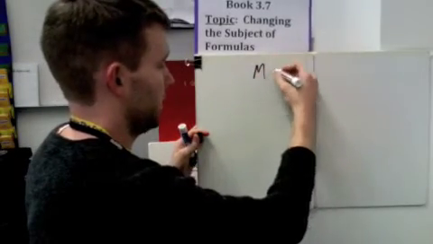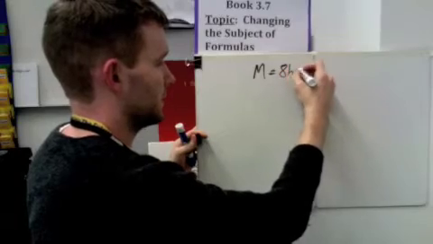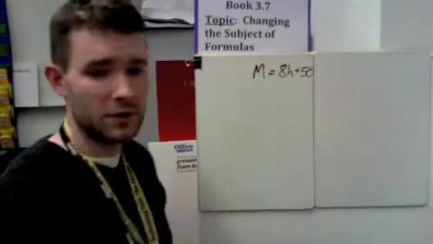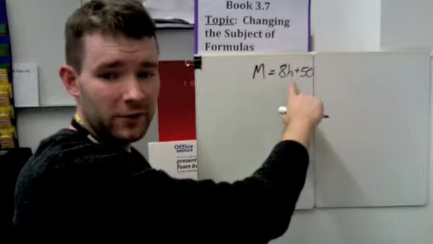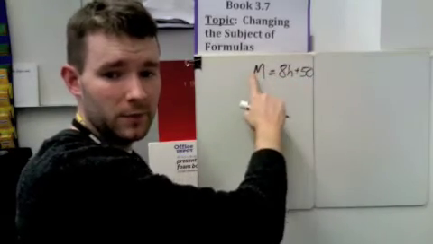Okay, so today we're talking about changing the subject of formulas. And so the first thing that I want to talk about is what a formula is. Basically, a formula is an equation that has more than one variable in it. And so, for instance, I might write m equals 8h plus 50. And so this might represent that I have $50 in the bank, and I earn $8 for every hour that I work, and that gives me some total amount of money.